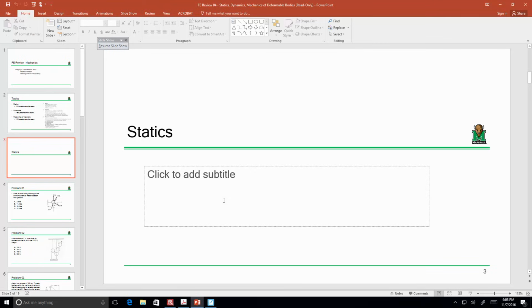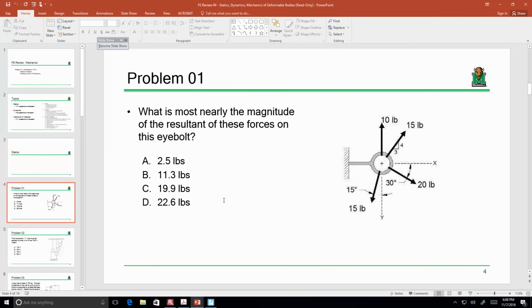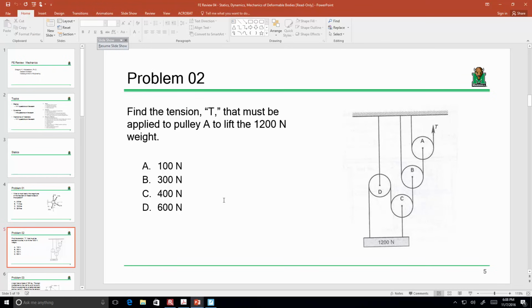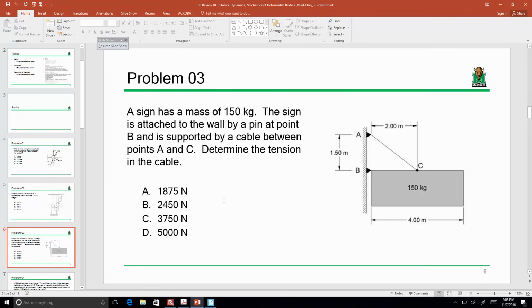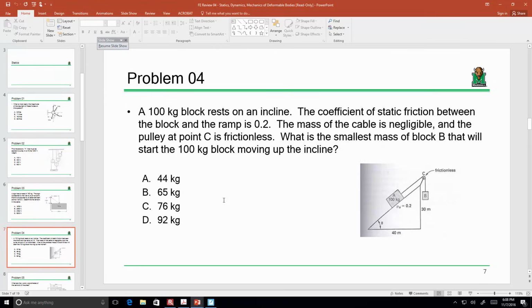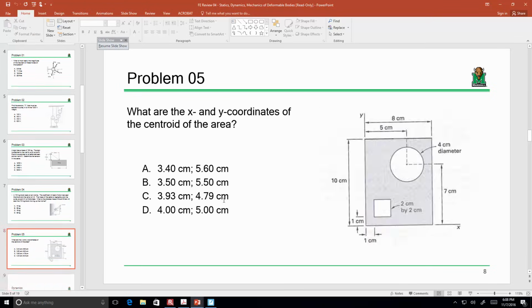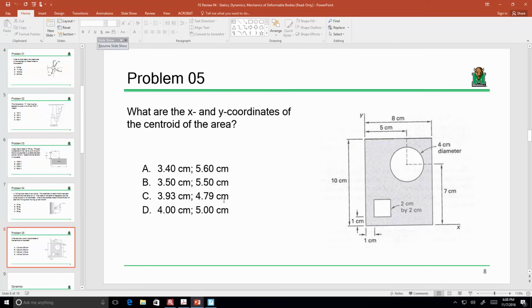So our first topic is going to be statics, and we've got a number of pretty standard problems with that. Problem 1, we're looking at force resultants. Problem 2, this is a pretty classic statics problem, a pulley problem. We've got a sign being held up by a cabled system. This is an equilibrium of rigid body type problem. We've got another equilibrium of rigid body type problem, but this involves friction. And then our familiar friend, the centroid.